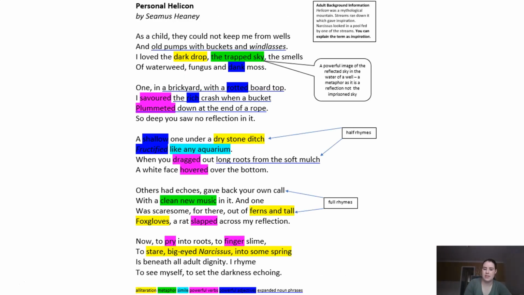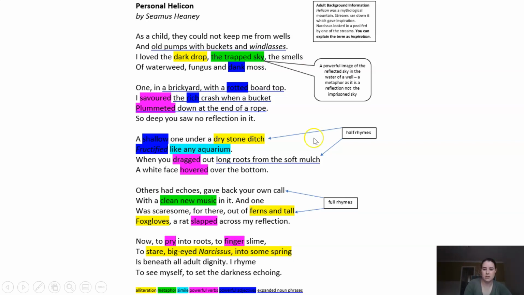Okay, so this is what I've done with the poem then. So you've got Personal Helicon by Seamus Heaney. He's a very famous poet. When you do GCSE English, you'll know a lot of Seamus Heaney poems by the time you finish your GCSEs in year 11, because believe you me, I know lots of some of his poetry.